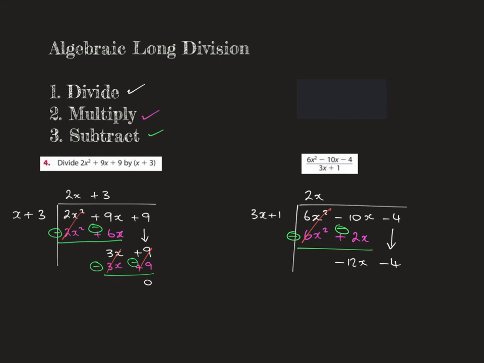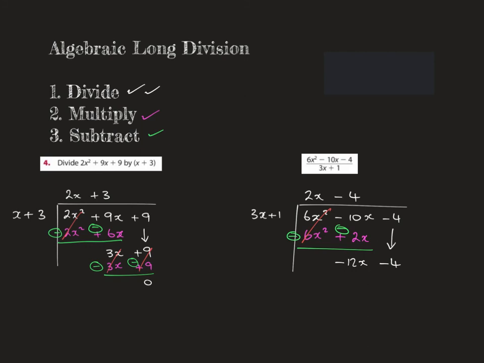And then it's like we're starting a brand new cycle from scratch. So I'm going to bring down this here, and it's almost as if we're saying that we're going to ignore everything that's been done so far, because this is a brand new cycle. So everything that's been done before is irrelevant now, and now what we're doing is we're seeing how many times 3x plus 1 divides into negative 12x minus 4. So divide first, and 3x divided into negative 12x is going to give us negative 4.